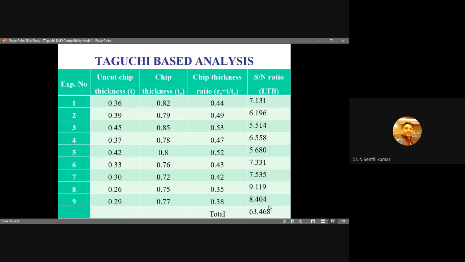Now in machining, I am going to determine the uncut chip thickness and the chip thickness, and the chip thickness ratio I am going to calculate, so T divided by TC. For this I am going to consider the S/N ratio. The lower the better. Okay, it's the lower the better.